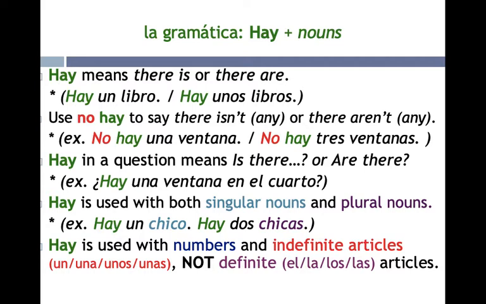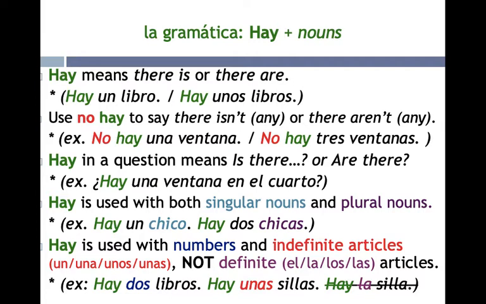Hay is used with numbers and indefinite articles: un, una, unos, unas, a, an, or some. But not with definite articles: el, la, los, las, the ways to say the in Spanish. Por ejemplo, hay dos libros is fine. There are two books. Hay unas sillas is fine. There are some chairs. But hay la silla does not work. There is the chair doesn't work. Hay las sillas doesn't work. ¿Hay el libro? Nope. ¿Hay los libros? Nope. Just numbers and indefinite articles.